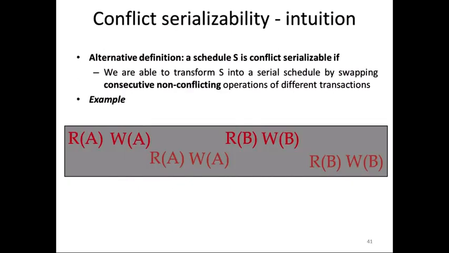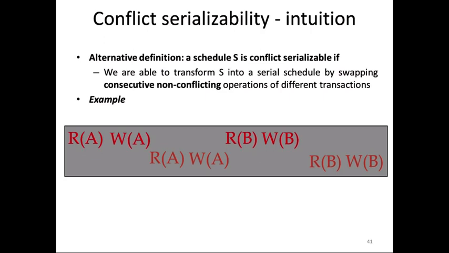Okay, so let's see an example on conflict serializability, and we will finalize the discussion on that for today. And this will also give us the intuition behind this new definition of correctness. And this intuition is provided also as an alternative definition for conflict serializability, which goes as follows.